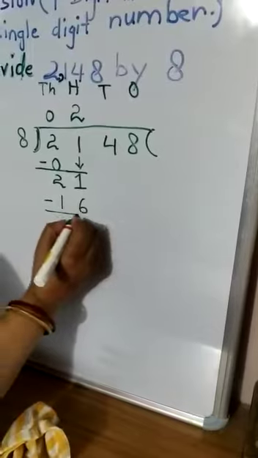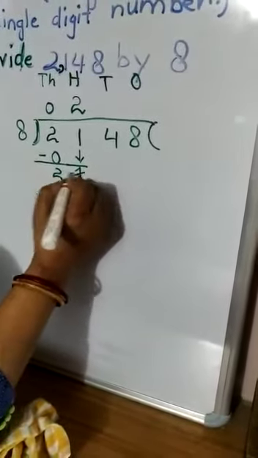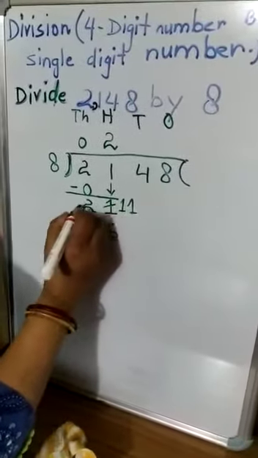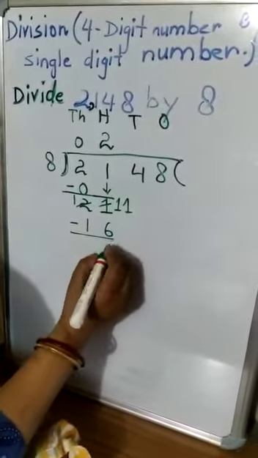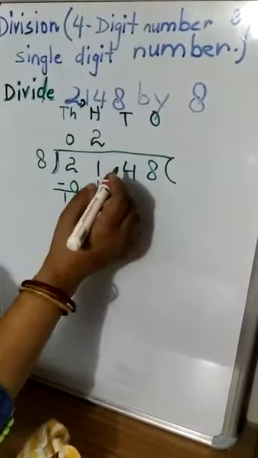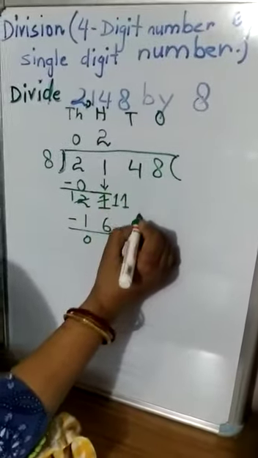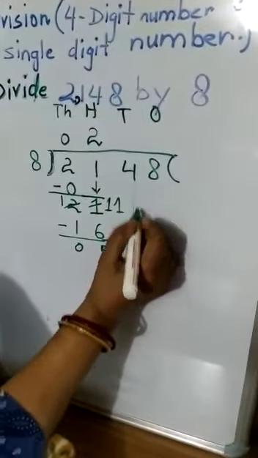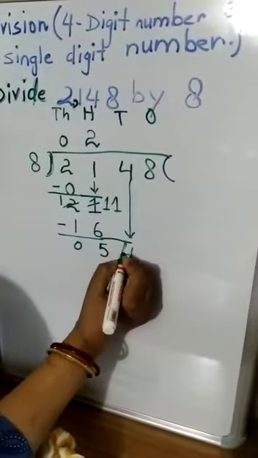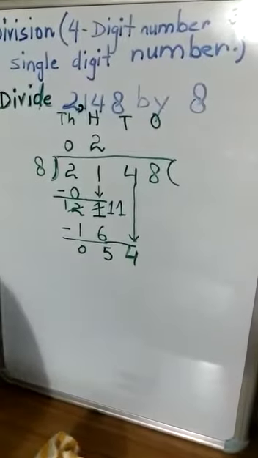Now I will subtract this. 1 minus 6 is not possible. So I will borrow 10 from here. So 10 plus 1 will become 11 and 2 will be reduced to 1. So 11 minus 6 is 5 and 1 minus 1 is 0. Now the fourth step: I will put down this 4 along with this 5. Now it will become 54 tens.